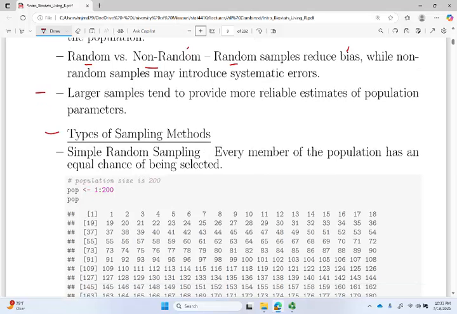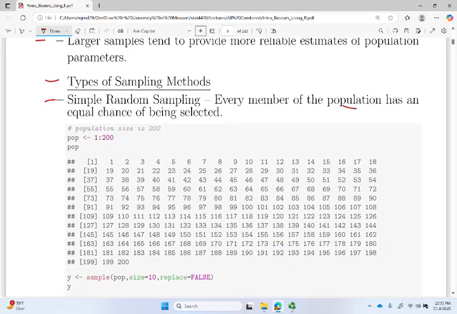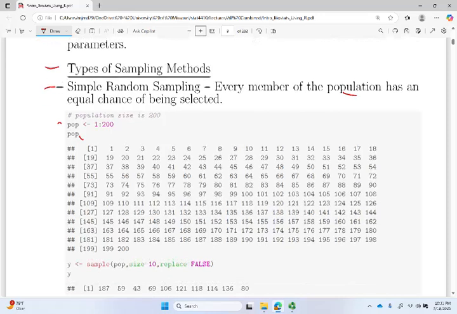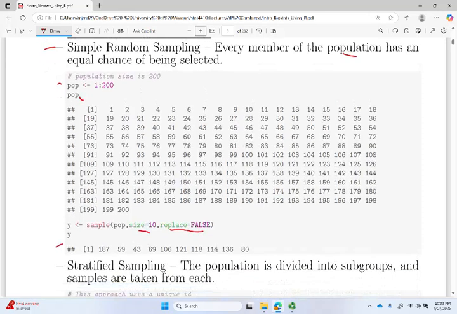Now, types of samples. We have simple random sampling, and that's where every member in the population has an equal chance of being selected. Here's a simple example. Let's say we have a population of size 200, and we can number each observation from 1 to 200. And so this would represent the population. We take a sample of size 10 from our population. We don't want to replace them because we want that observation for study. And then these are the observations that we've randomly picked.